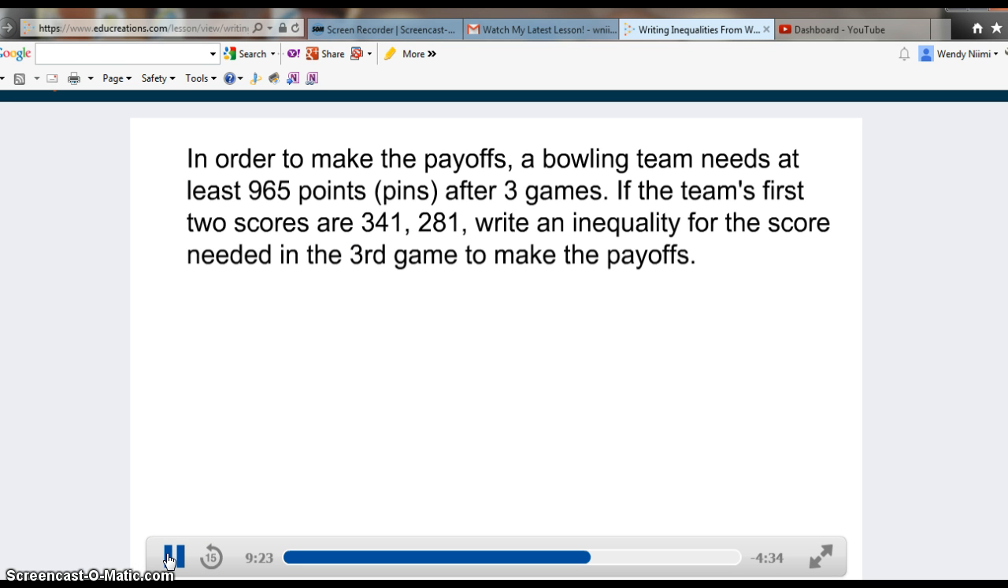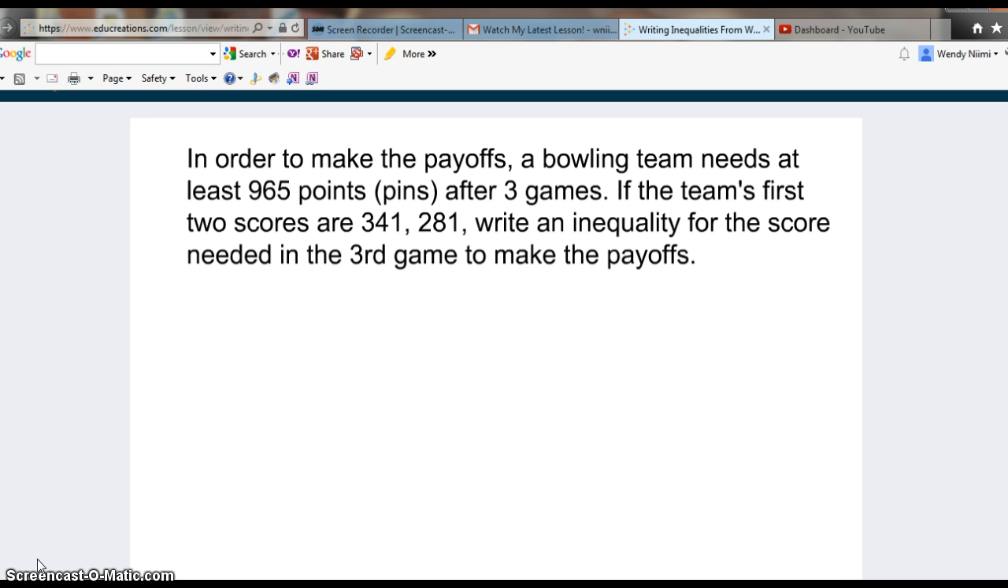Our next problem. In order to make the playoffs, a bowling team needs at least 965 points or pins after 3 games. If the team's first 2 scores are 341 and 281, write an inequality for the score needed in the 3rd game to make the playoffs. All right, so our key word here is at least.